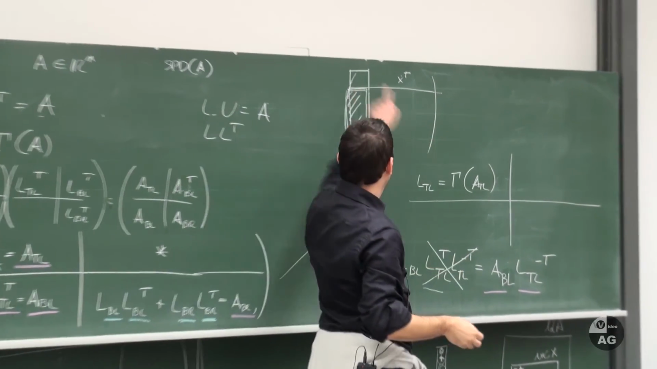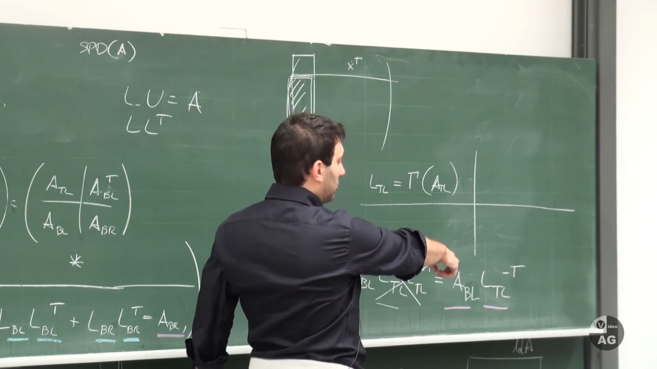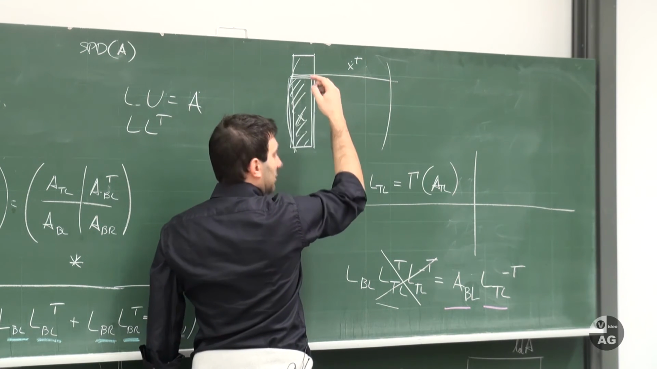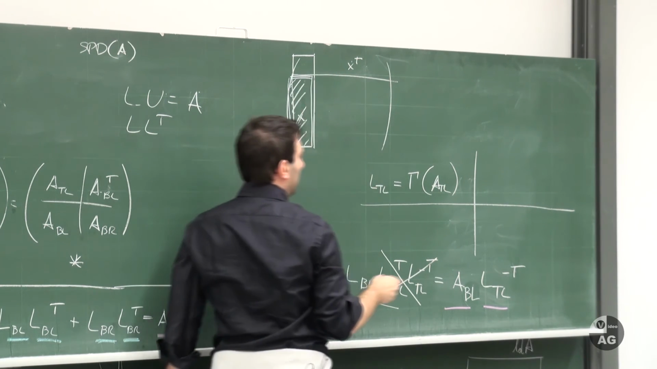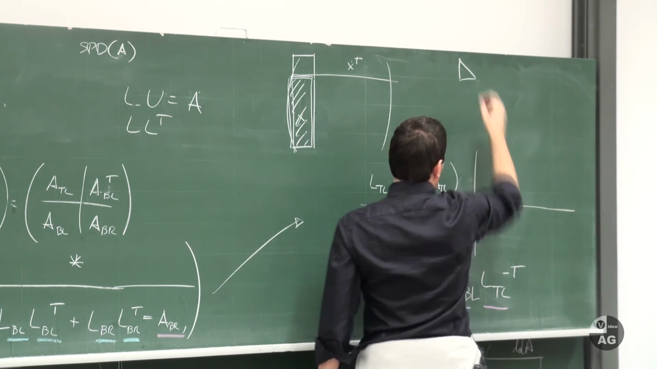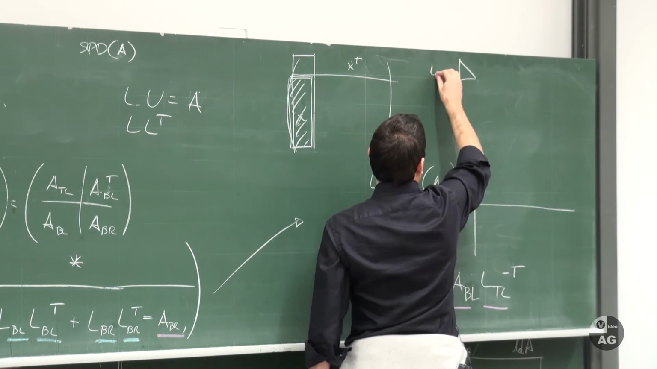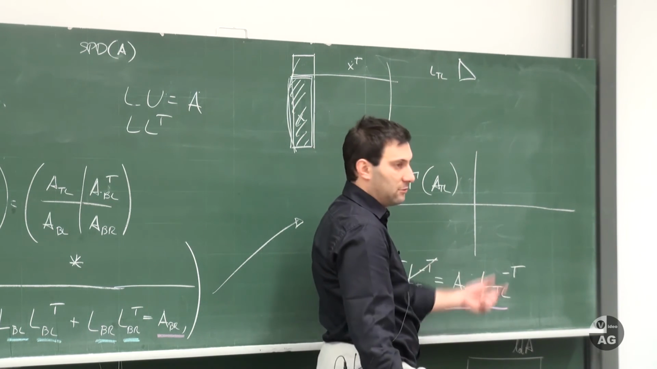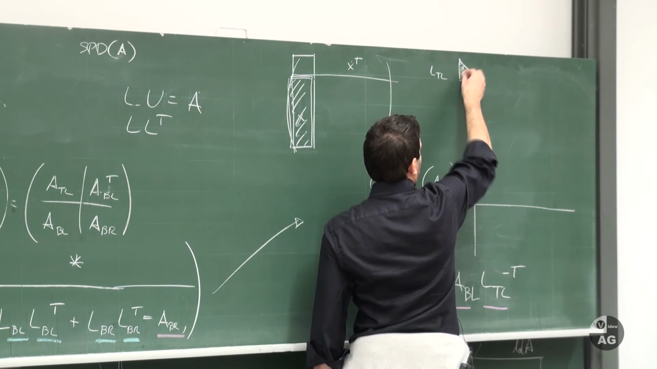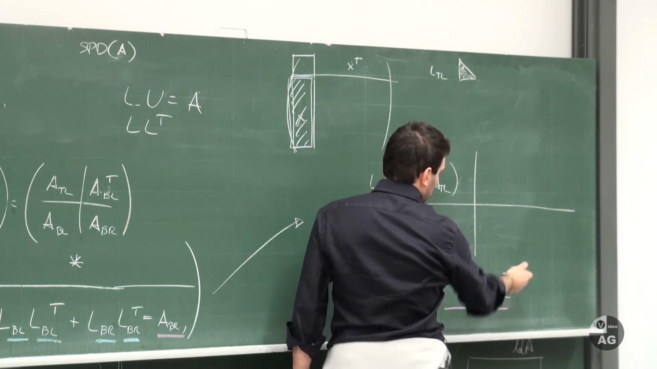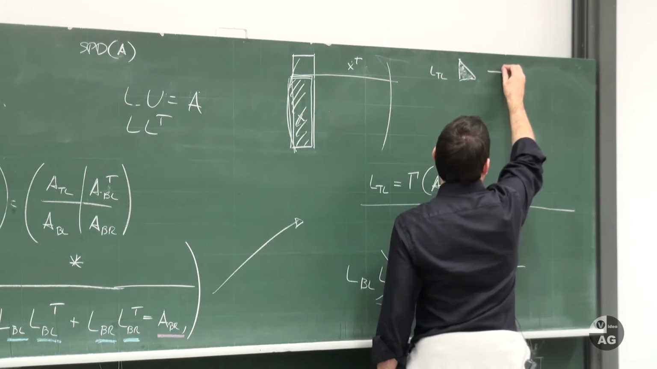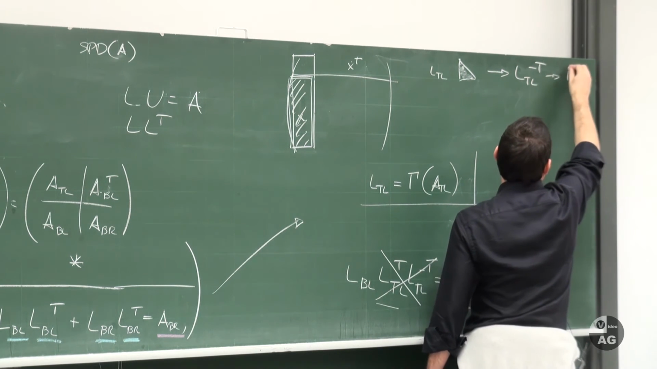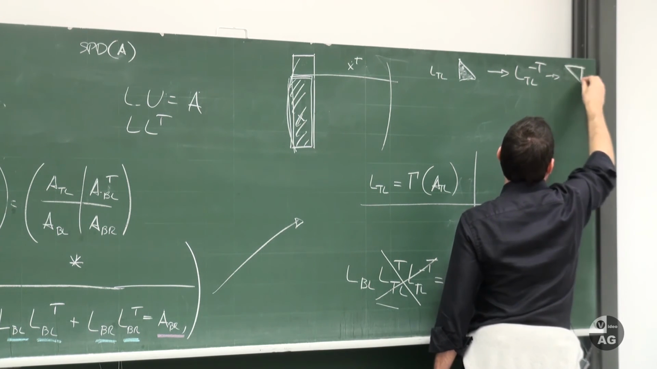L top left is a matrix, because A top left is a square and L top left is the Cholesky factor of the top matrix. So L top left is a lower triangular matrix. Now I have to invert, and I tell you the inverse of a lower triangular matrix stays lower triangular. And then its transpose, so L top left inverse transpose becomes upper triangular.